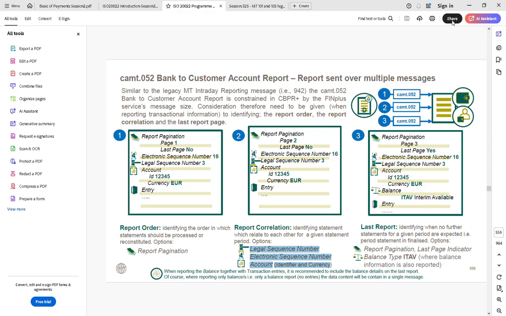So the report is sent over multiple messages. It contains the legacy sequence number and the last report indicator, identifying when no further statement for a given period is expected. When this is the last report, no further statement is expected, and the type is mentioned as ITAV, where balance information is also reported. So this is a 3-page report.